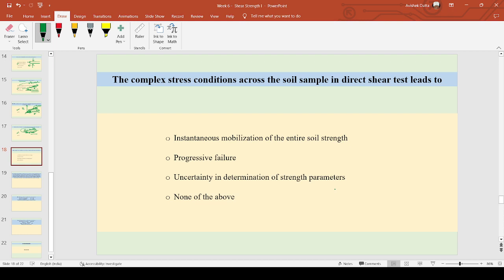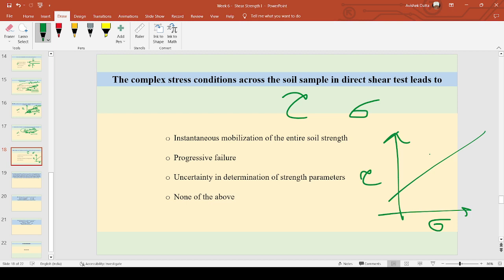Option 3 is uncertainty in determination of stress parameters. There is no uncertainty, because we can get the value of normal stress and the value of shear stress, we can plot a graph of normal stress and shear stress, sigma and tau, and then find out the failure envelope and the values of C and phi. So there is no uncertainty in determination of the strength parameters.